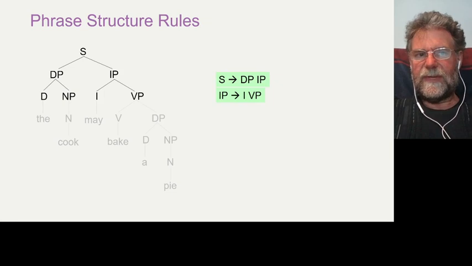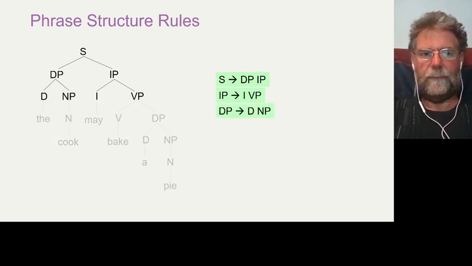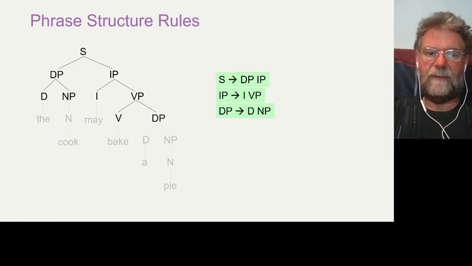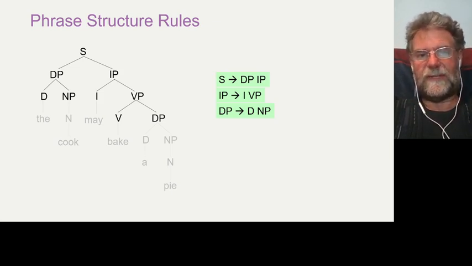Same is going to be true with the DP. So we've got a DP splitting into two parts, a determiner followed by an NP. Of course, that gives us this rule. Going further down inside the IP, we get to the VP, and the rule that tells us that a VP can break up into a verb followed by an object, or another DP, is obviously going to be something like this.